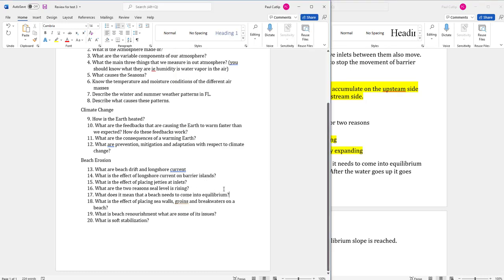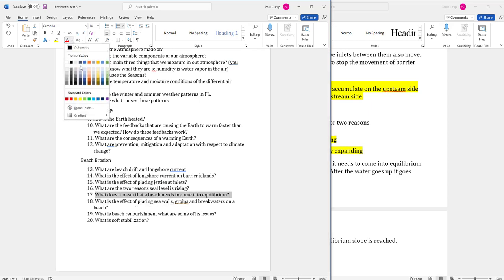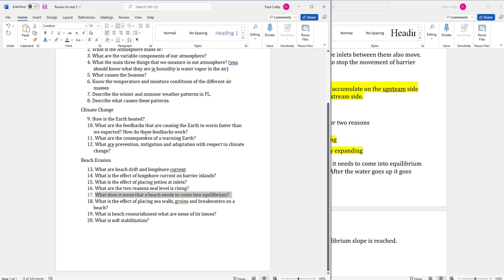And then this was a question that I added because it's important, and I'm going to turn it green or something like that. Green's not really a good color, but well, fine, we'll just turn it green. Okay. And that is, what does it mean that a beach needs to come into equilibrium, right?